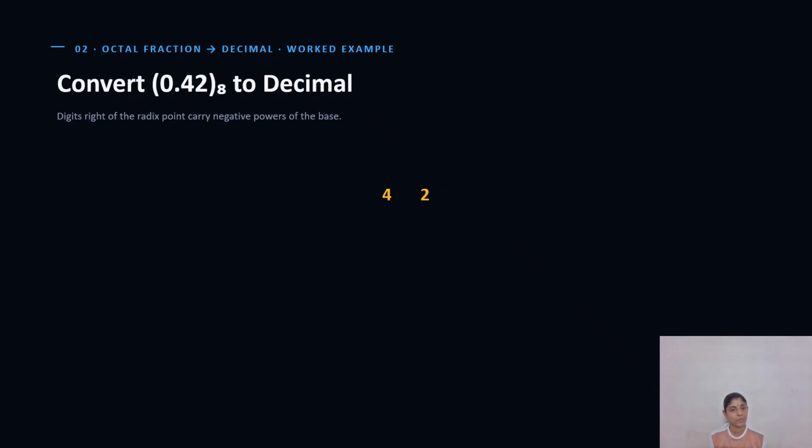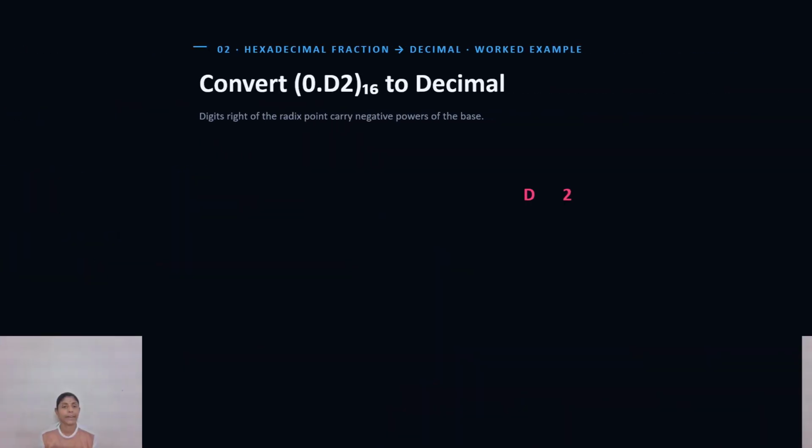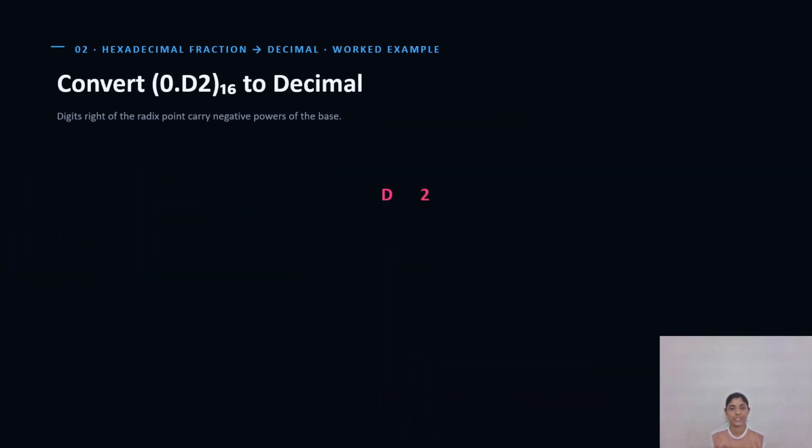So the example we have taken is 0.42 base 8. What are the face values you have to take? 4 and 2. Place value is 8 power minus 1 and 8 power minus 2. So 1 by 8 and 1 by 8 power 2. Right? So 4 into 8 power minus 1 plus 2 into 8 power minus 2. How to write 8 power minus 1? 1 by 8. How to write 8 power minus 2? 1 by 8 square. So the resultant is 0.53125 in decimal.